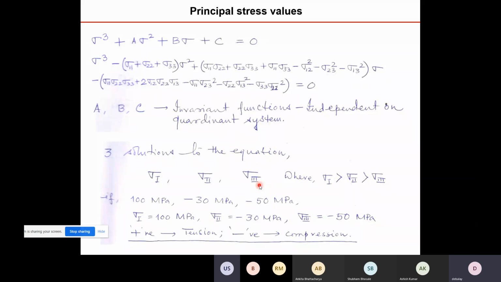Sir, you want to say something? All the real values? Yes, since all are real values. They are basically the functions of these components, sigma 1 1, sigma 2 2, sigma 3 3. These are real values, I said, stress tensor values. On solving for sigma, it will give a real value. Since it is a cubic equation, it can be three real values, or one real value and two complex values like that.